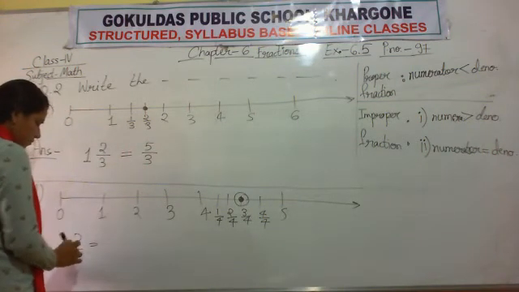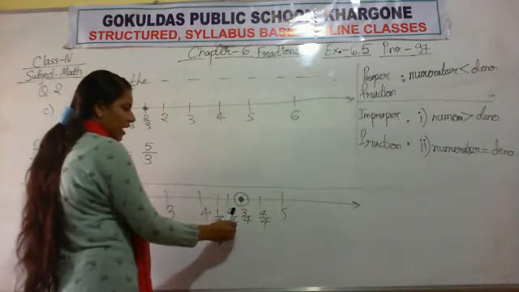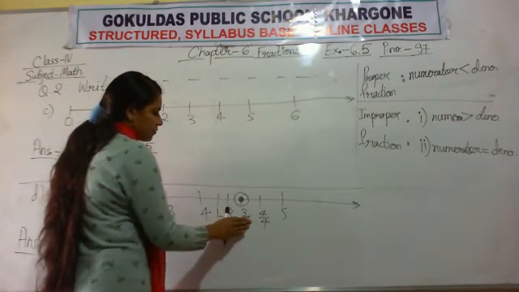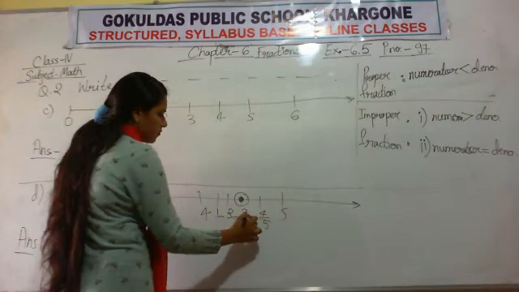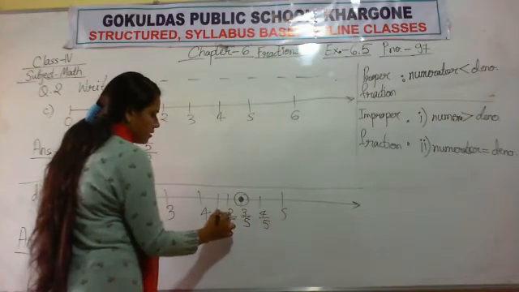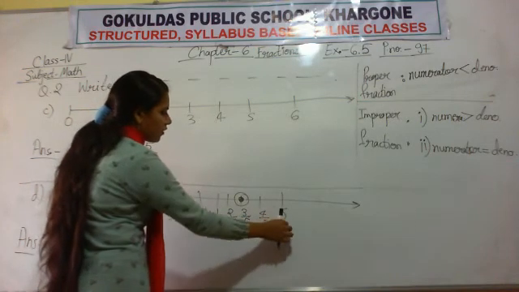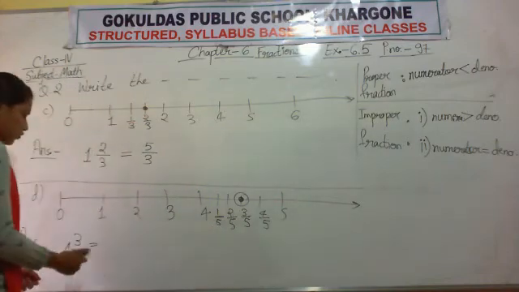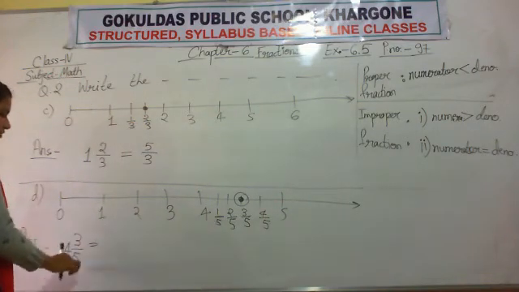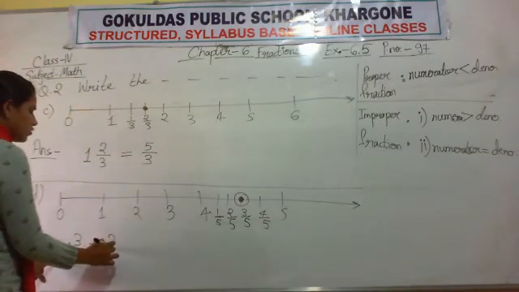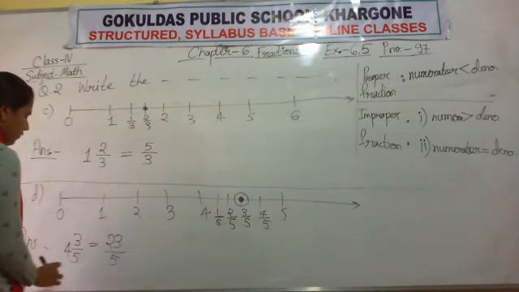5 will come. Why 5? Because we have done 5 equal parts. By mistake I have written 4. Here we have done 5 equal parts. Okay. So now convert this mixed fraction into improper. 5 fours are 20, 20 plus 3 is 23 upon 5.